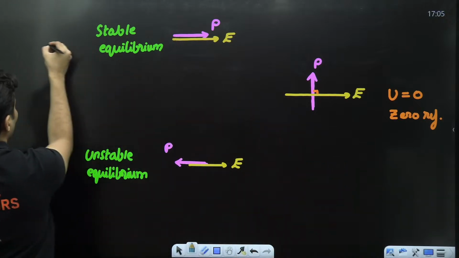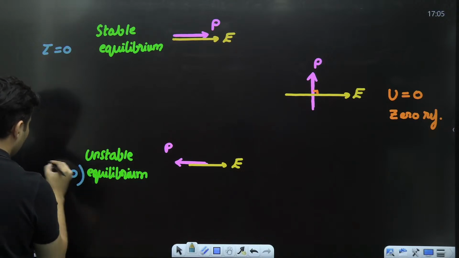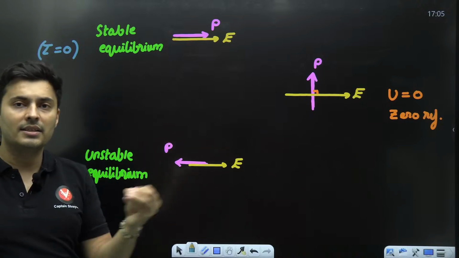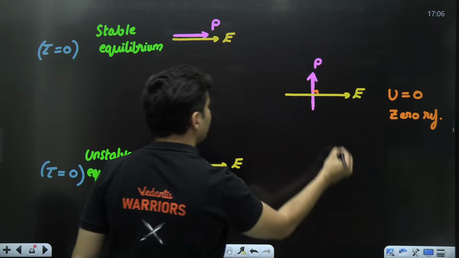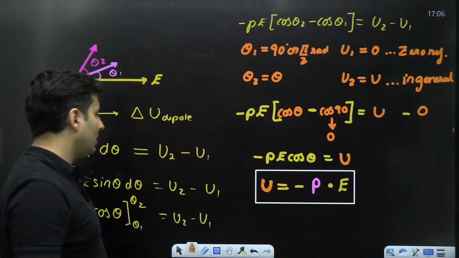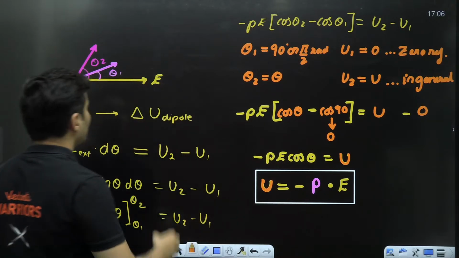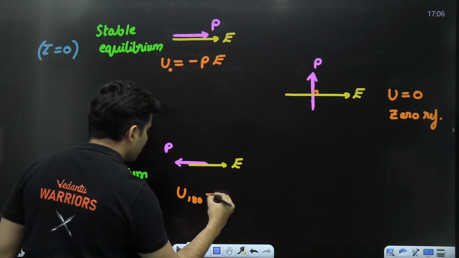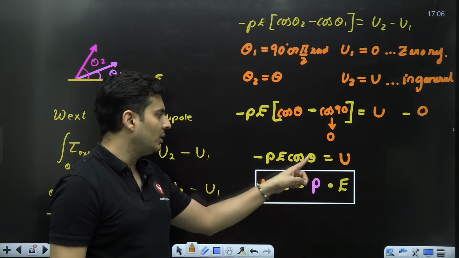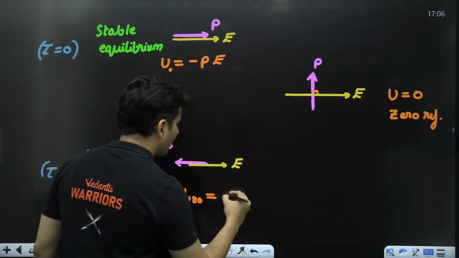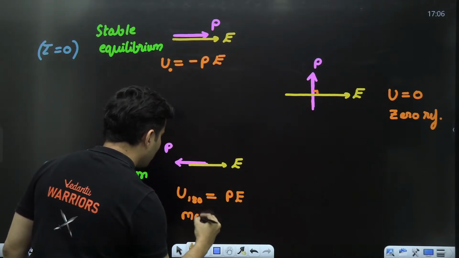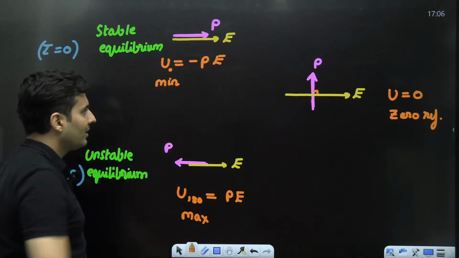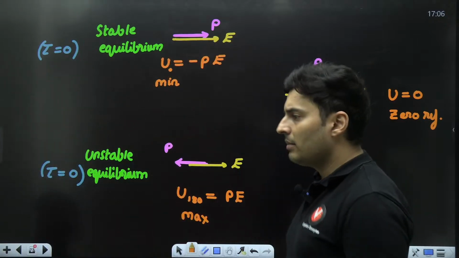Obviously, in any kind of equilibrium, 100% the torque is 0. In both the cases, the torque is 0. It's not like unstable means torque is not 0. It is 0, just that the nature of the disturbance and how it behaves thereafter decides the nature of the equilibrium. In the stable equilibrium, obviously the angle between them is 0 degrees. So cos 0 is 1, so the potential energy for 0 degrees is basically minus P E. When you are at 180 degrees, cos 180 is minus 1, minus into minus is plus. So potential energy will become plus P E. This is the maximum potential energy which you can get. That is why it is unstable. This is the least potential energy you can get. Low potential energy means it will be stable. That's how you can also look at it. Is that absolutely clear, everyone?